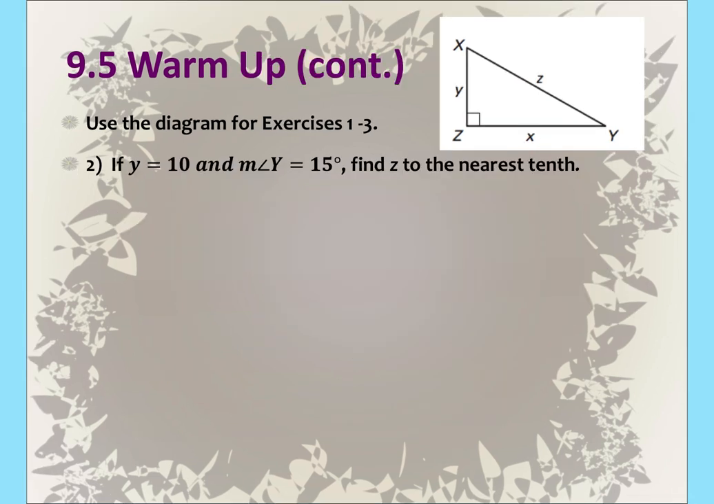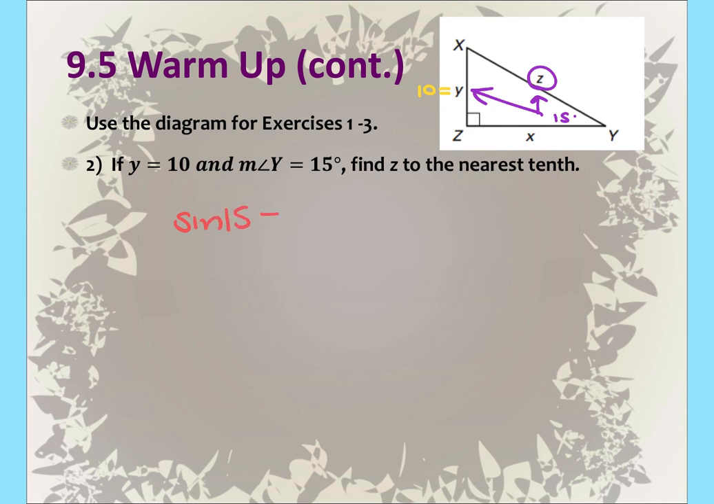Okay, number 2. Now it says nearest tenth, so we know we're rounding. It says that y is 10. It says angle y is 15. And I want you to find z to the nearest tenth. So in respect to that 15, what's 10, Sophia? Sine would be what side? 10 would be what side? Opposite. And the z that you're looking for? Hypotenuse.